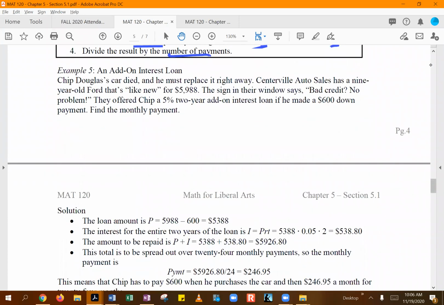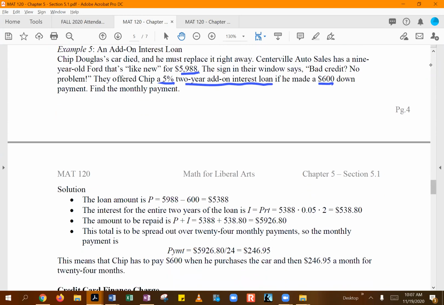So as an example here, we're talking about Chip Douglas. His car died and he must replace it right away. Centerville Auto Sales has a 9-year-old Ford that looks like new at $5,988. The sign in their window says, bad credit, no problem. They are offering Chip a 5% 2-year add-on interest loan if he makes a $600 down payment. So they want to know what his monthly payments are going to be.